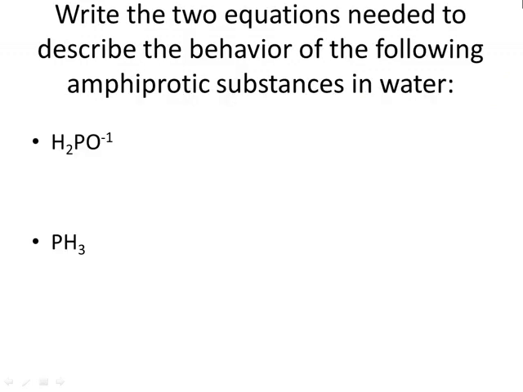Write the two equations needed to describe the behavior of the following amphiprotic substances in water. You remember, amphiprotic means something will act either as an acid or as a base, so it has the capability of doing both. Water is the classic example of this, and here are two other substances. So we need two equations, one when it acts like an acid and one when it acts like a base. So let's start with H2PO4. That should have a 4. Let's put a 4 on there.